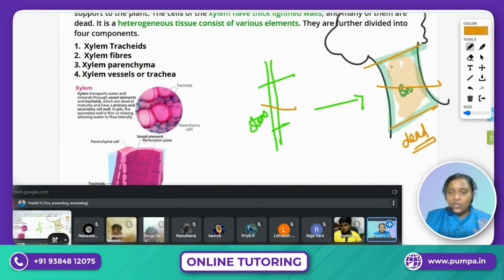Because this particular part has dead cells. Children, we will see what a dead cell is. Remember that an abundance of dead cells gives mechanical support. Because of the mechanical support only, we could not break the stem, the trunk of the tree. But here there are no dead cells; there are living cells.